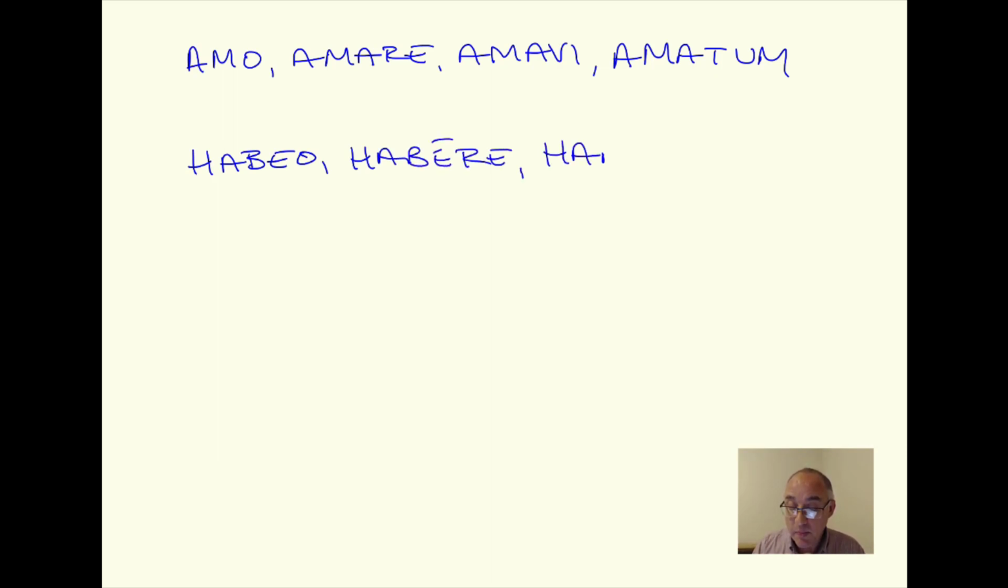That's what's going on when you look in the dictionary. That's what's going on when you look in chapter 1 of your vocabulary. They tell you amo, amare, amavi, amatum is the Latin word for love. Habeo, habere, habui, habitum is to have. Well, which one of these means love and which one of these means have?